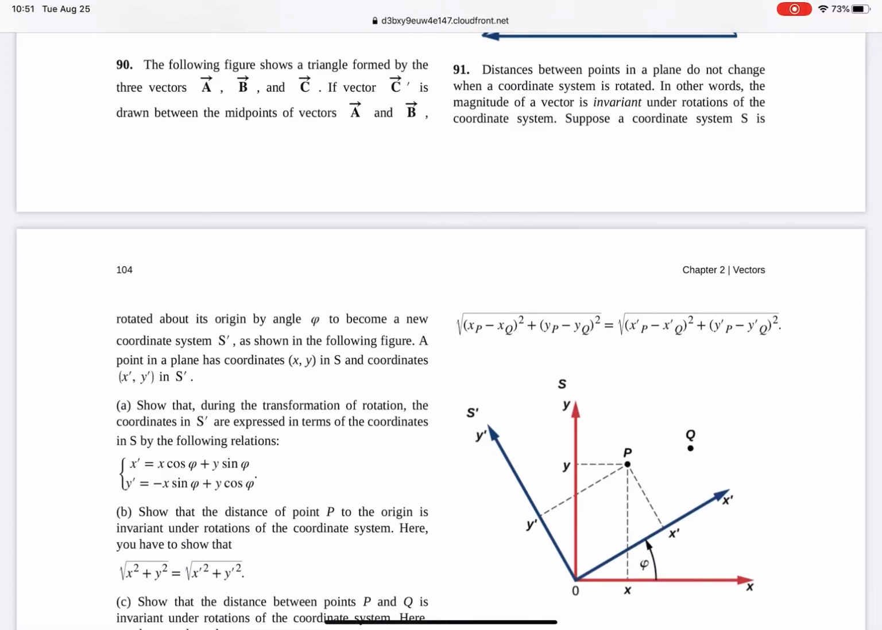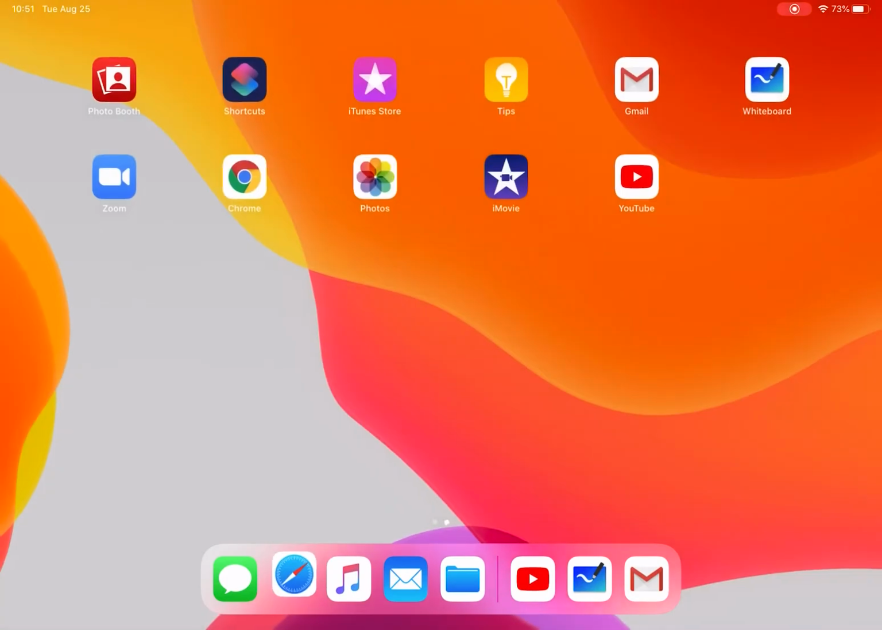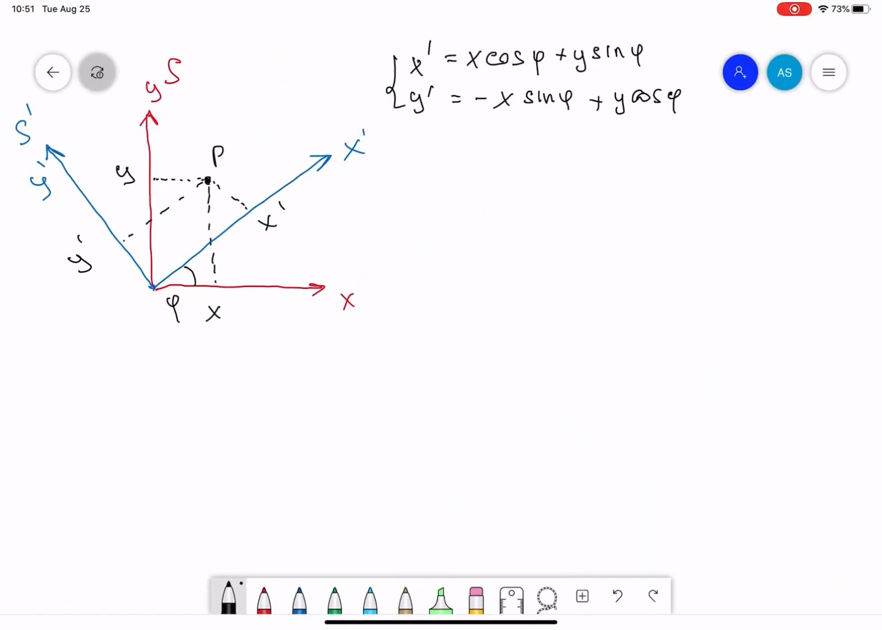So in part A, basically you have to show that during the rotation transformation, the coordinates in S dash are expressed in terms of coordinates in S by the following relation. We have to show that x dash is equal to x cosine phi plus y sine phi, and y dash is equal to minus x sine phi plus y cosine phi. Okay, this is what we have to show. First of all, we have to prove this one.